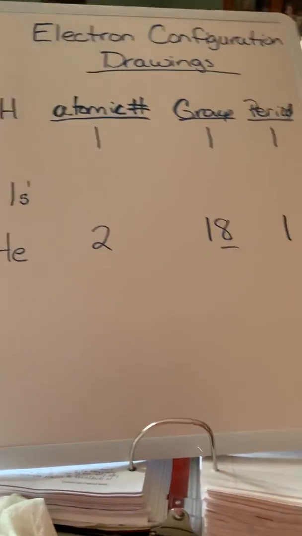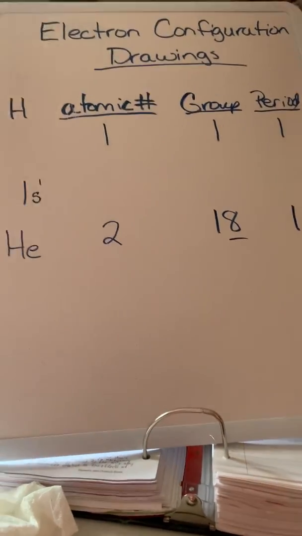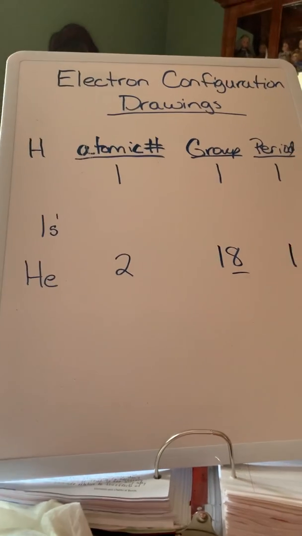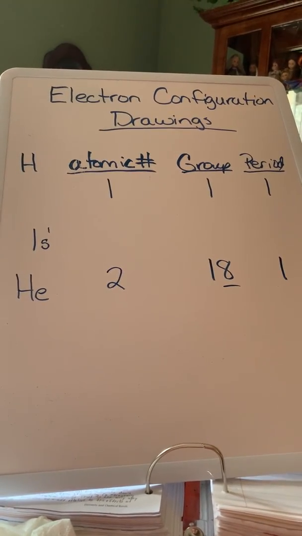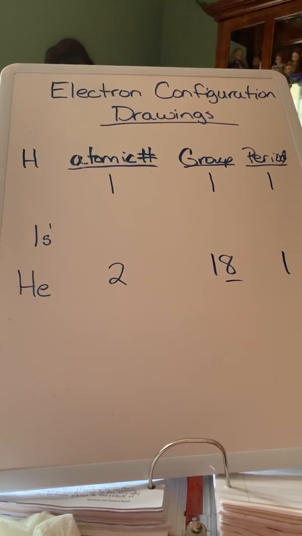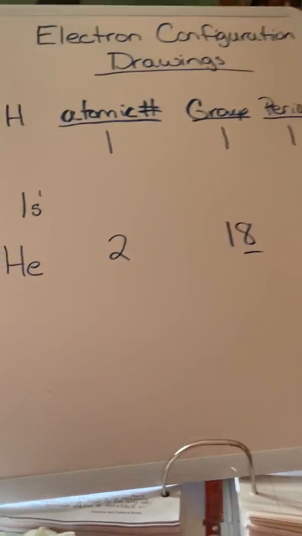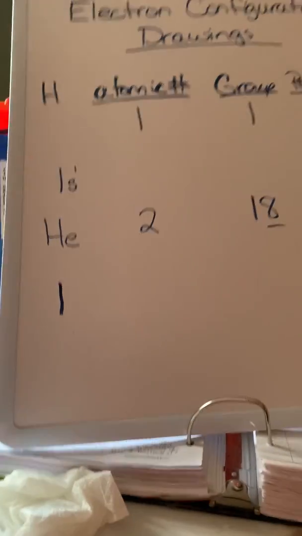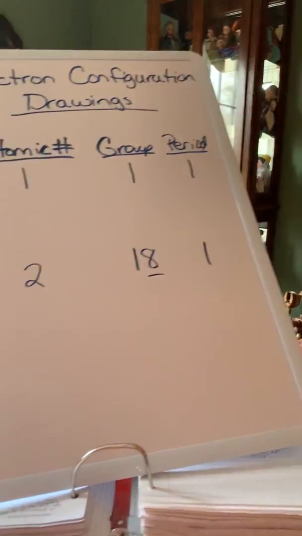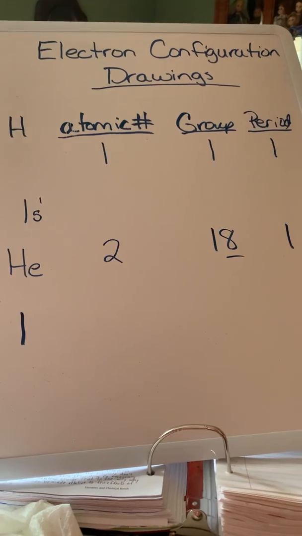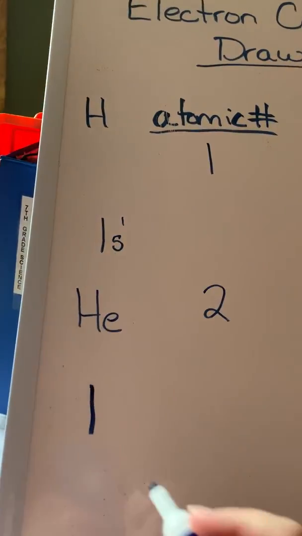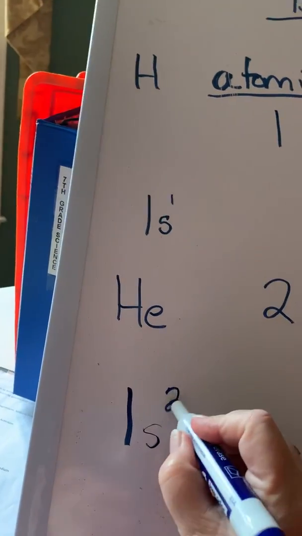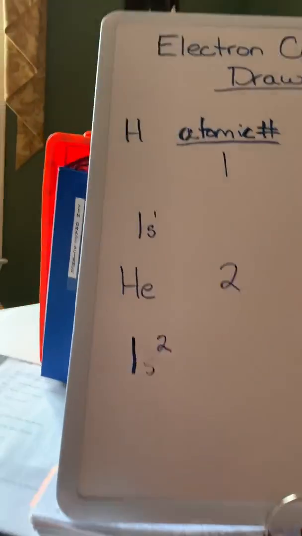So do you remember why helium is stable when it doesn't have 8 valence electrons? I'll give you a second to remember. Yep. Okay. So remember, it's only going to have 1 level because it's in period 1. It's going to have 2 valence electrons. So it's going to have S, 2. Now, let me ask you a question.